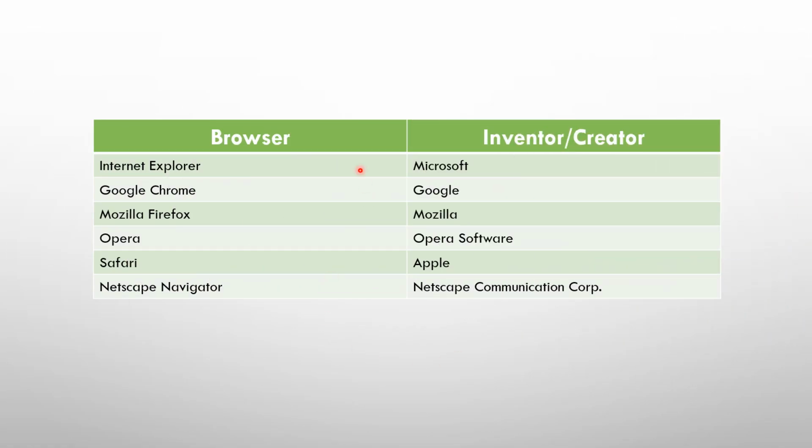Now, what are these? Browsers, and these are the inventors or creators of the browsers. Who is the inventor of Internet Explorer? Microsoft. Google Chrome, Google. Mozilla Firefox, Mozilla. Opera, Opera Software. Safari, Apple. Netscape Navigator, Netscape Communication Corporation. So these you have to keep in mind.